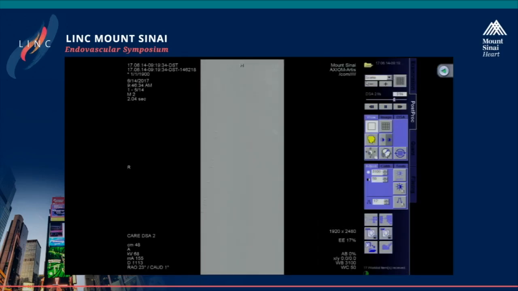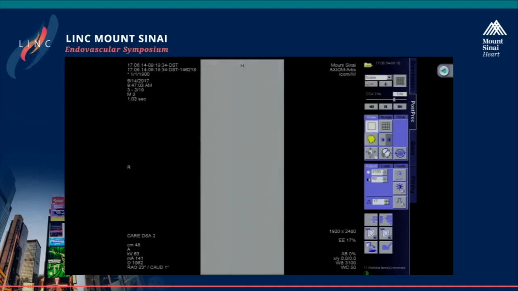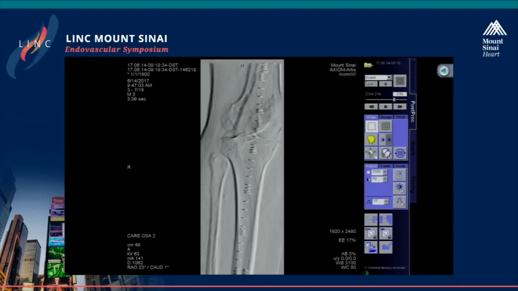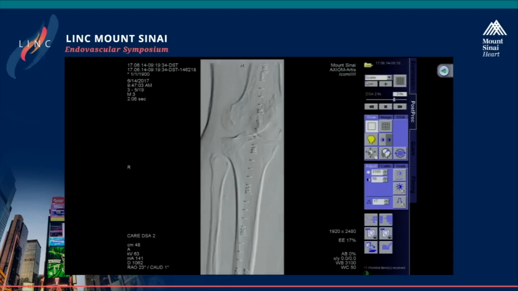So we did a runoff of the SFA. You can see, just to confirm, he has mild to moderate disease in the proximal. Mid-distal, you can see that the disease does become significantly worse, with some significant stenosis at the proximal adductor canal and then into the popliteal. Distal, you can see here again, the popliteal occludes with collateralization occurring by the geniculates, and then you have formation of the anterior tibial artery.